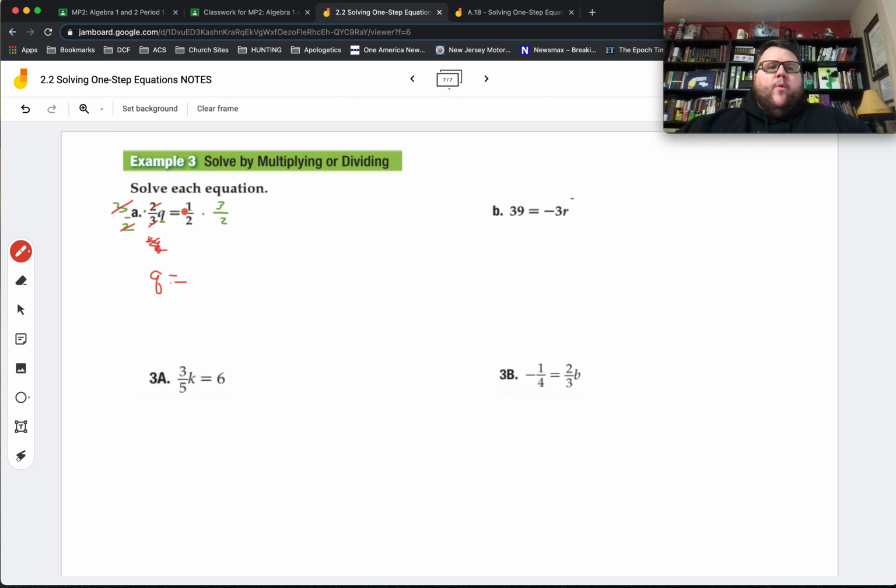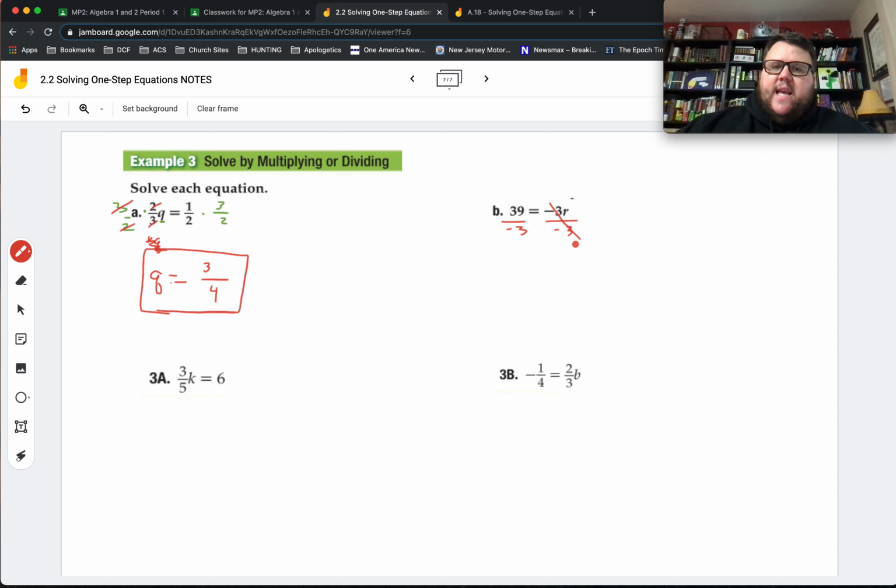equals, now we're going to multiply 1/2 times 3/2. So 1 times 3 is 3. 2 times 2 is 4. So q equals 3/4. So when we have a fraction being multiplied by the variable, we're just going to flip the fraction and multiply straight across. So if we look here, 39 equals negative 3r. So this negative 3 is being multiplied by r. So what's the opposite of multiplication? It's division. So I'm going to divide by negative 3 on both sides.